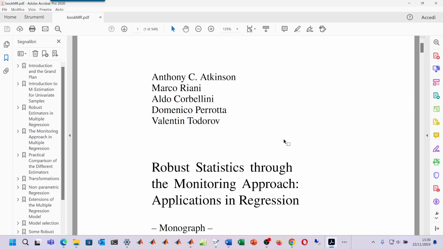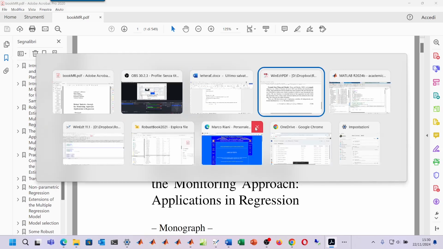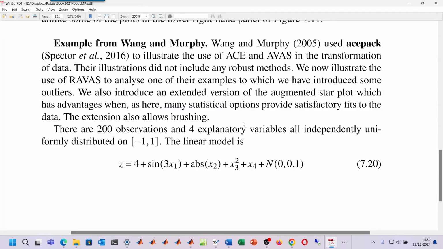So we're going to continue looking at some of the content of what we think of as our exciting new book about robust regression, which we have written together with three further co-authors. Today we will continue to look at examples of non-parametric regression.